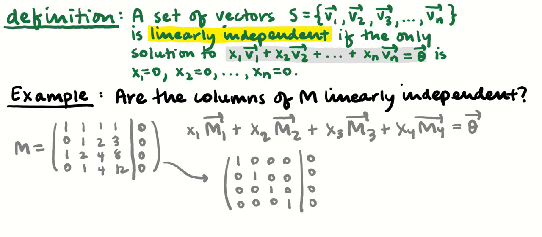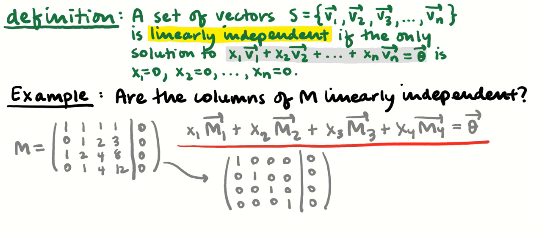But what this means is that the only way that I can add up all of these things to equal 0 is by taking 0 of the first column plus 0 of the second column plus 0 of the third column plus 0 of the fourth column, which is exactly what it means for the set of columns of M to be linear independent. So I would answer this question with a solid yes.